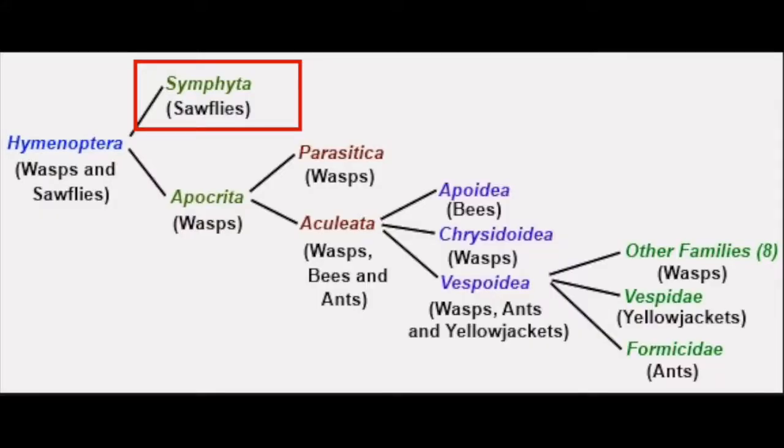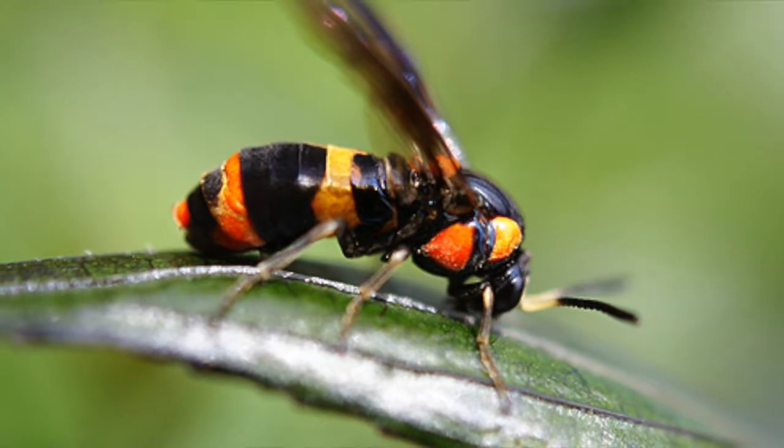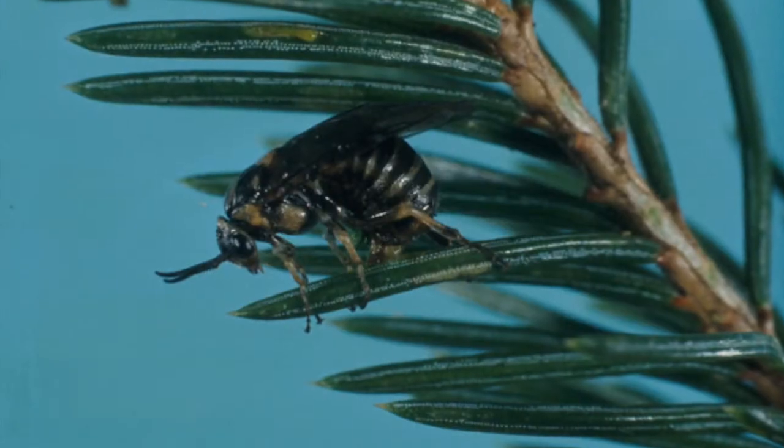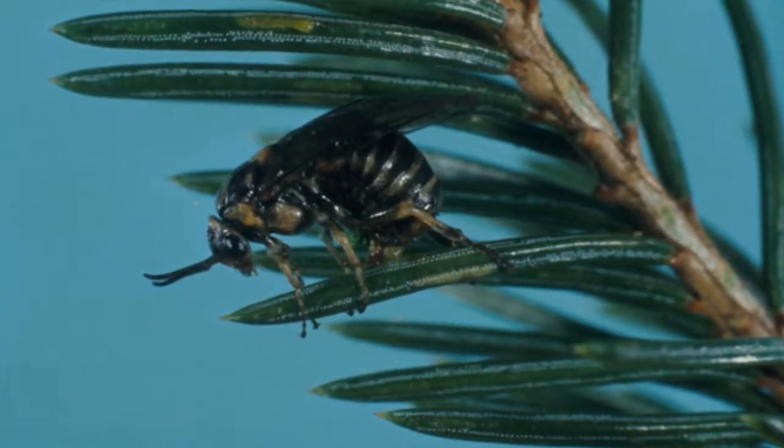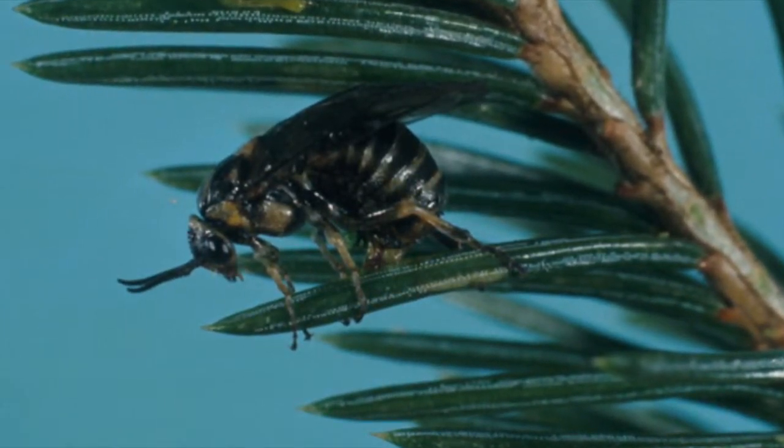Sawflies are insects in the suborder Symphyta that are often described as stingless wasps. Many are mimics of bees and wasps, and they get their name from their saw-like ovipositor. When it comes time to reproduce, female sawflies will use this appendage to cut into plants and lay their eggs.